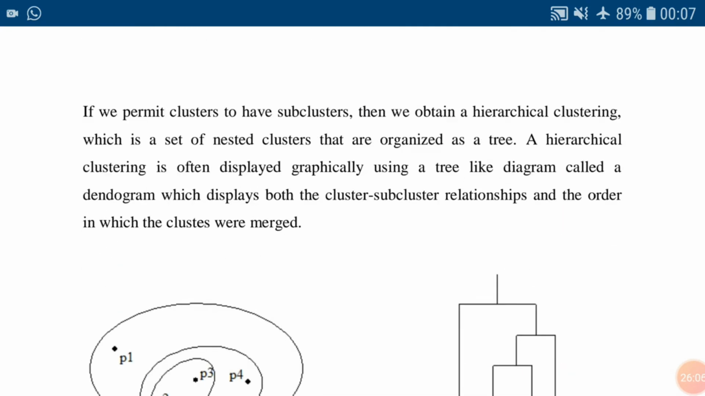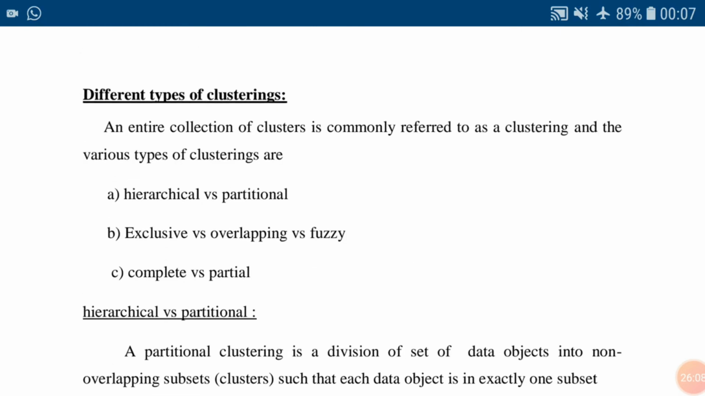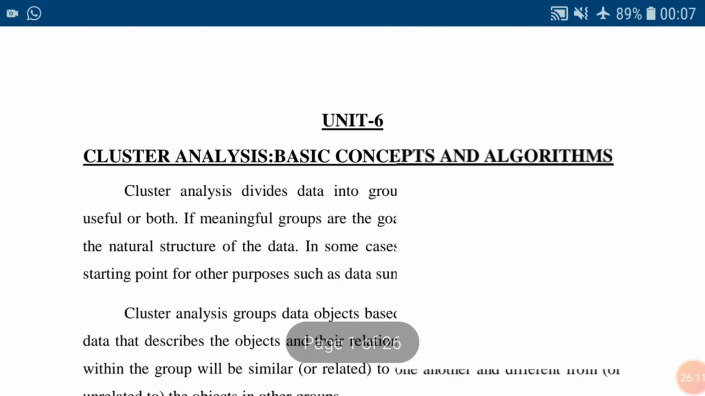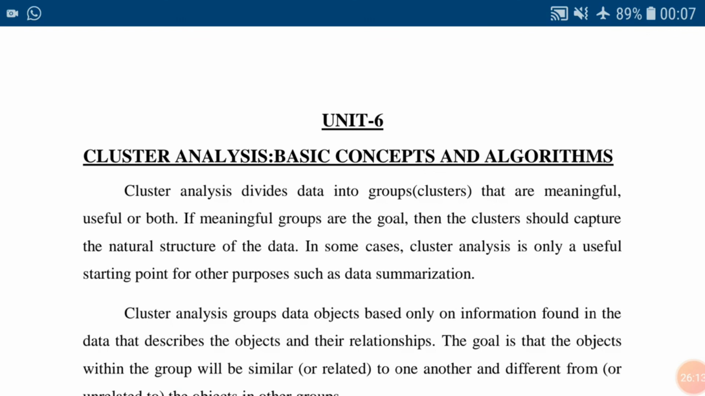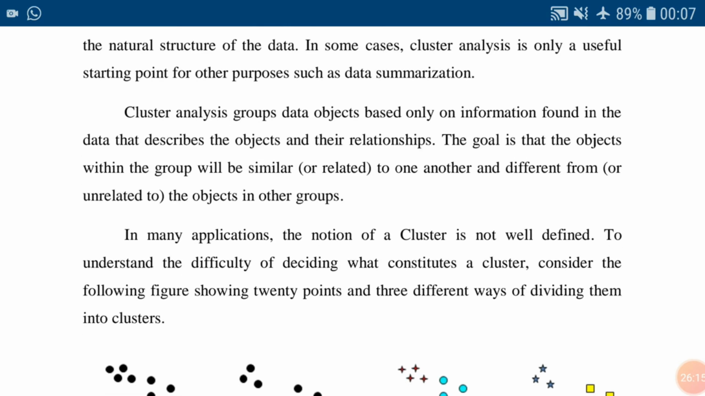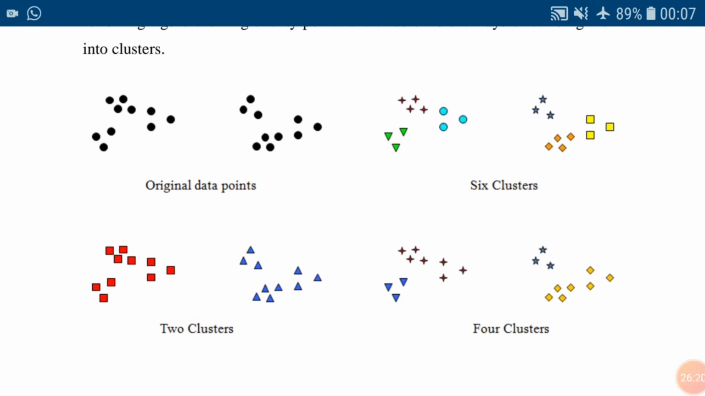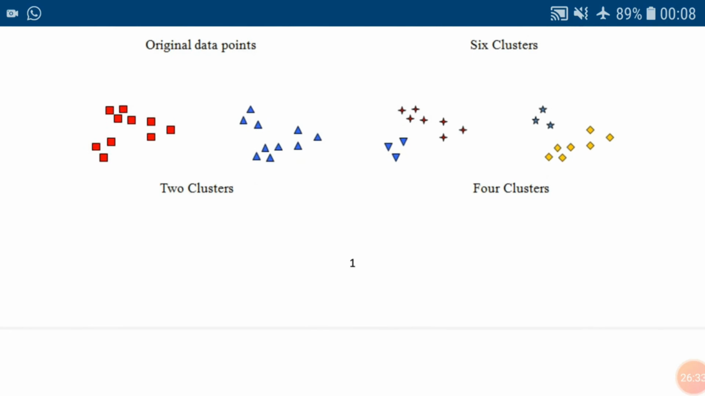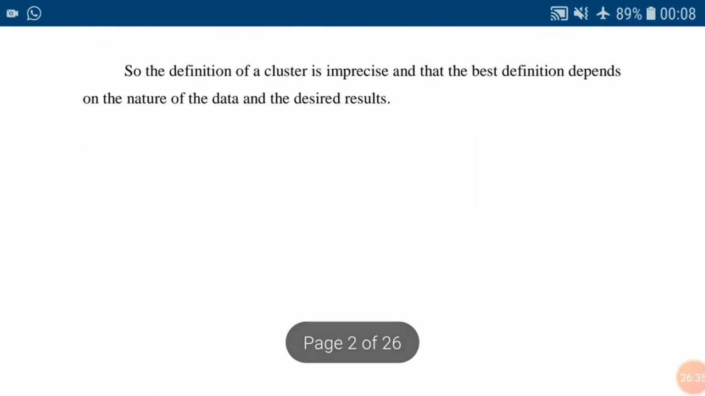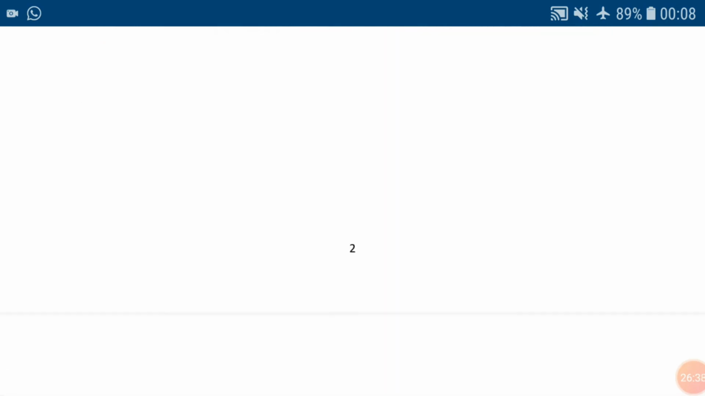Now, in today's class we have seen what is meant by clustering, what is meant by cluster analysis, and how we can do the clustering, along with the different types of clustering. Based on the shape, data can be divided into different clusters or groups. We have seen how the clustering can be done. Next we have seen types of clusterings.